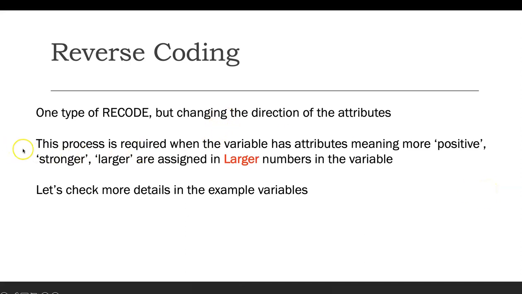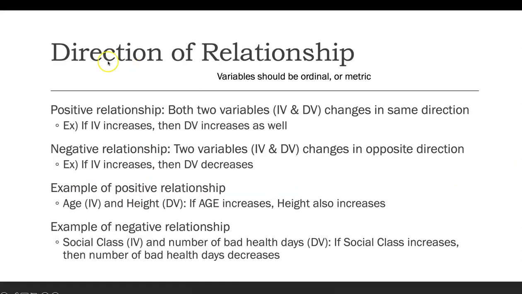Ordinal and the gamma variable. So there will be the reverse coding issue. One type of recode changes the direction of the attributes. This process is required when the variable has attributes meaning more positive, stronger, larger, which are assigned as larger numbers in the variable. So for example, the direction of the relationship, the value should be ordinal or metric variable. The positive relationship means both variables, independent and dependent, change in the same direction.